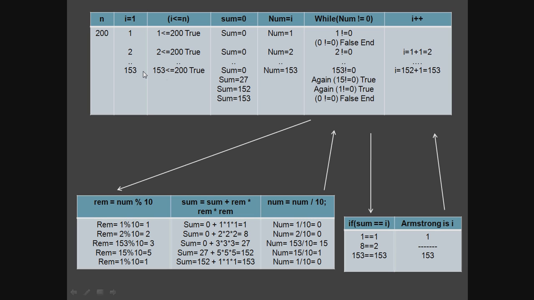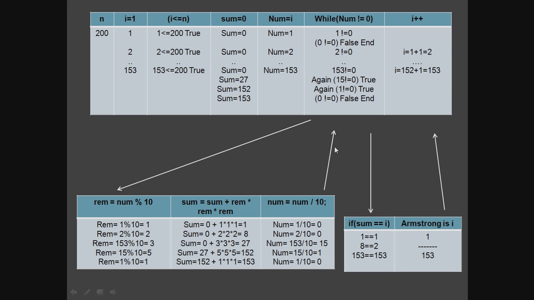Here suppose you enter the range of values as 200. So you get 153. If you enter 153, it is less than 200, true. Sum equals 0, yes. Then sum will be assigned the value 0, and num will be assigned the value 153, according to the formula that is written. Then 153 is not equal to 0, yes, so it will come here. Remainder equals 153 mod 10, which gives 3. Then sum equals 0 plus 3 into 3 into 3, you get 27. Num equals 153 divided by 10, where you get 15.